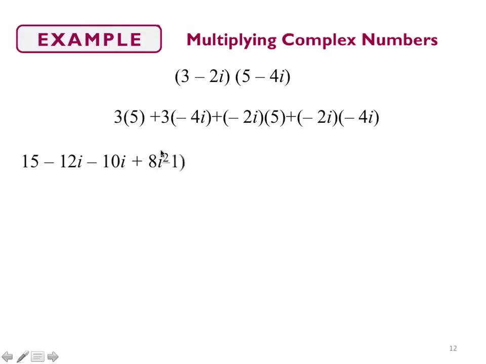Okay, so if we look at this a little further, hopefully you recall i squared is negative 1. You should never have an i squared in your final answer. You should always replace that with a negative 1. So if we look at this, we have 15. We put the negative 12i and the negative 10i together to create negative 22i. And then we've replaced our i squared with a negative 1 here. If we simplify this a little bit further, we'd have 15 minus 8, which is going to give you 7 minus 22i. So that would be your final answer there.